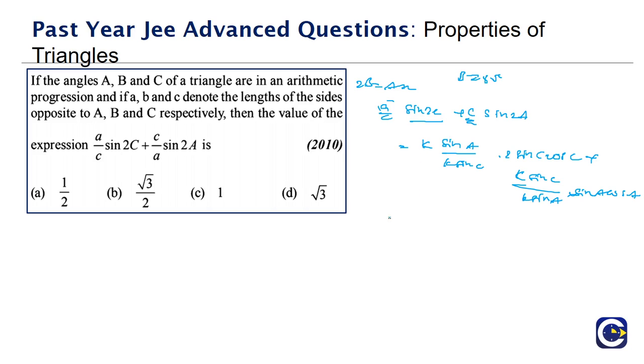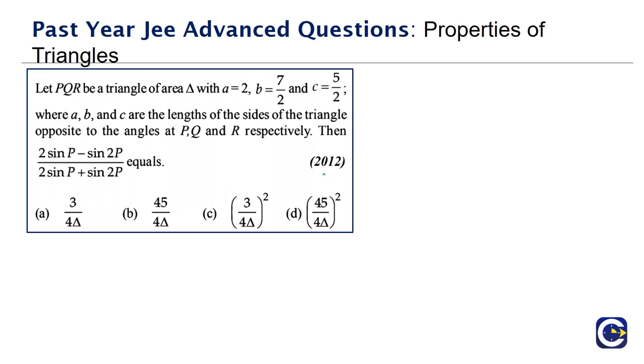So from this what I got, 2 into (sin A cos C plus cos A sin C), which is nothing but 2 into sin of (A plus C), which is equal to 2 sin B. So sin B is nothing but sin 60 degrees, so 2 into root 3 by 2 will be equal to root 3. So the answer for this question is root 3. Moving on to the next question.